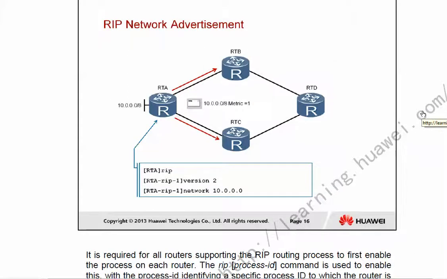RIP network advertisement. Here is the command. Under system view, you enter RIP, you specify version 2, and then you use the network command. Here we want to advertise 10.0.0.0/8.